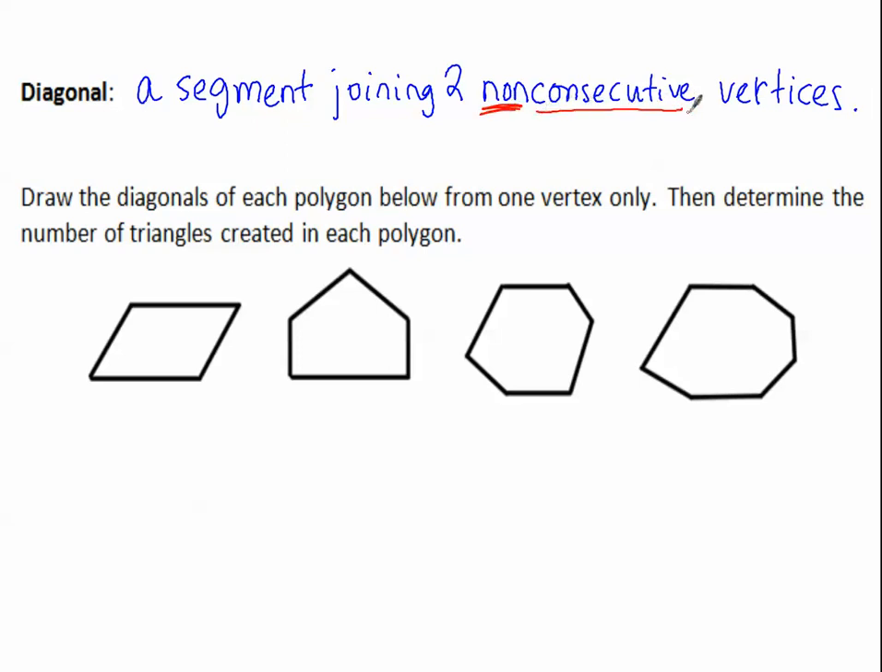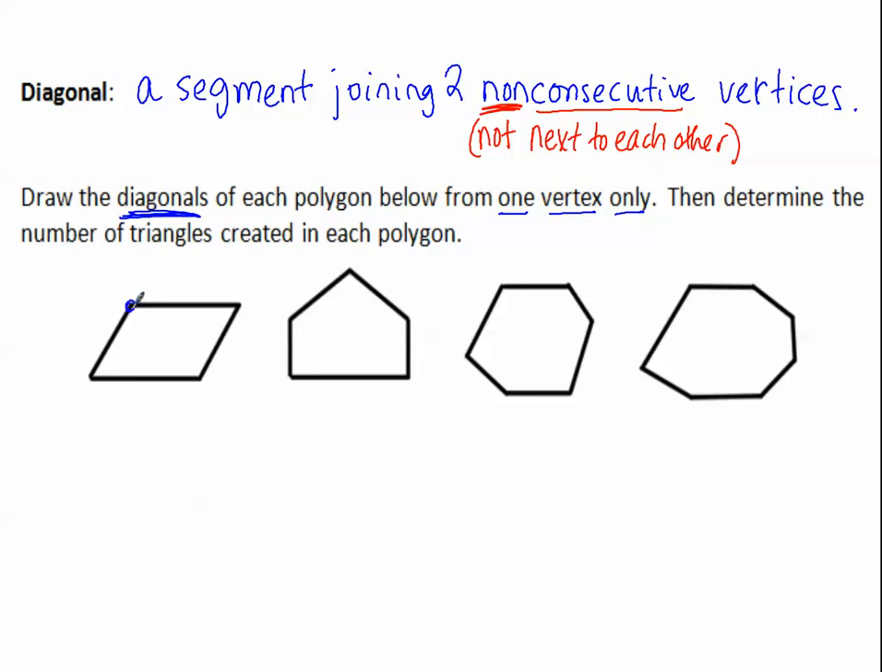What does non-consecutive mean? Well, consecutive means one right after the other, next to each other. Therefore, non-consecutive means not next to each other. So I want us to draw the diagonals of each polygon below from one vertex only.